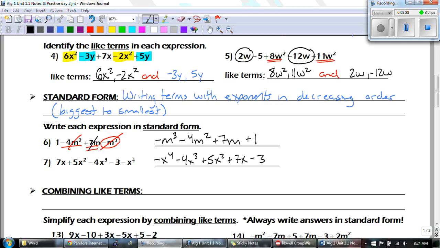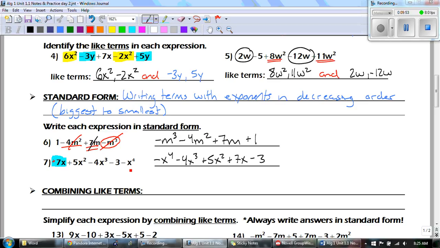Okay, here we go. We got negative x to the 4th minus 4x cubed plus 5x squared plus 7x minus 3. Now, remember with that 7x, I'm looking out front, and since there's no symbol in front of it, it means it's a positive, okay? It's not negative. If it was negative, there'd be the negative symbol in front, okay?